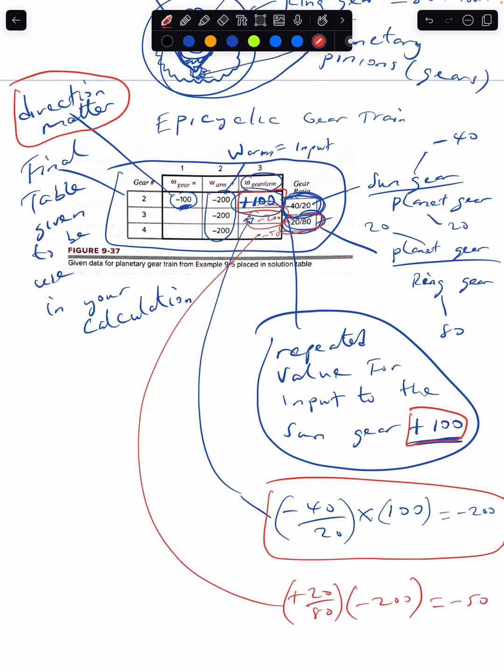So if you need to go below, you still use the upper gear ratio multiplied by the value for the angular velocity for gear and arm. And that's how you get the angular velocity using the table method.